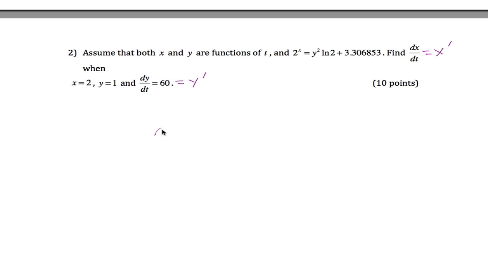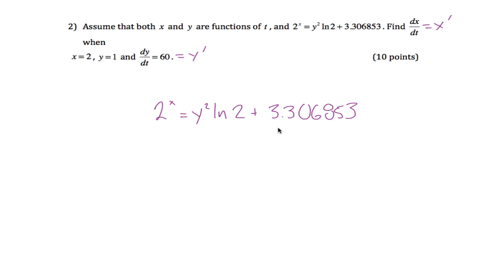So, okay, let's take some derivatives. We start out with 2 to the x equals y squared natural log of 2 plus some mess, 3.3, 0.6853, and so on. Okay, we go to take the derivative here. Be careful, we're treating both the x's and the y's as functions. So the derivative of 2 to the x is not just 2 to the x natural log of 2, because x is a function, so we have to use the chain rule here. We have to multiply this by the derivative of the inside function, which is x prime.